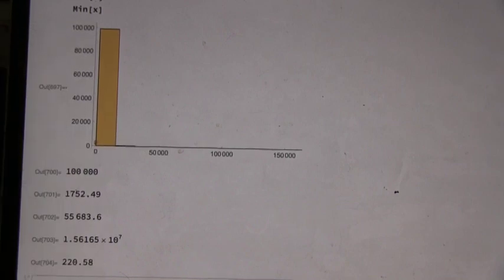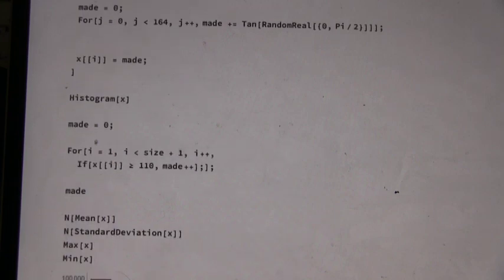In this case, our mean was 1,752, which is vastly different than it was before. The last time the mean was, what, 5,400? Yeah. But maybe with 100,000 trials it shrinks. Well, the standard deviation also. The standard deviation is 55,000. The largest one is now 15 million, 1.5 times 10 to the 7th. And the smallest one's actually about the same. I think it was 227 last time. But let's do one more time at 100,000 and see what the mean is, to see if we're even converging on a mean.